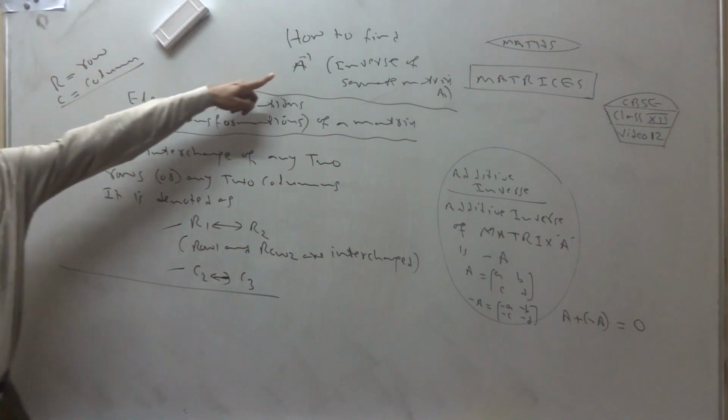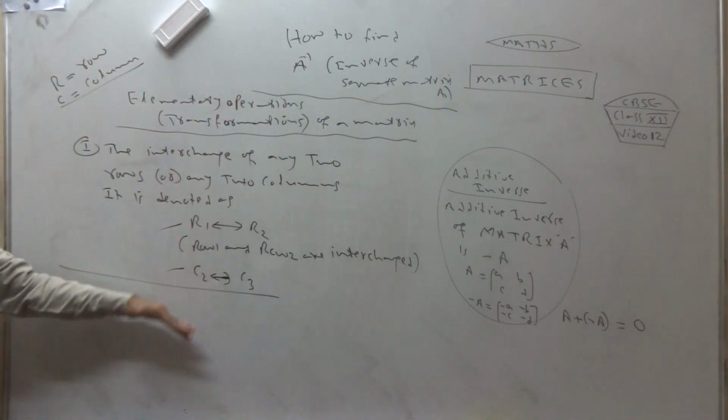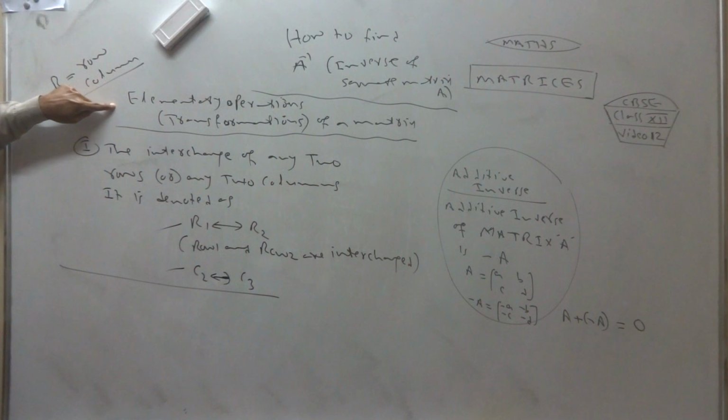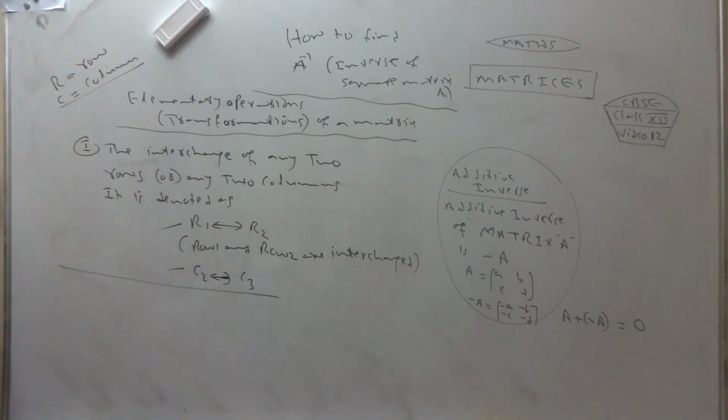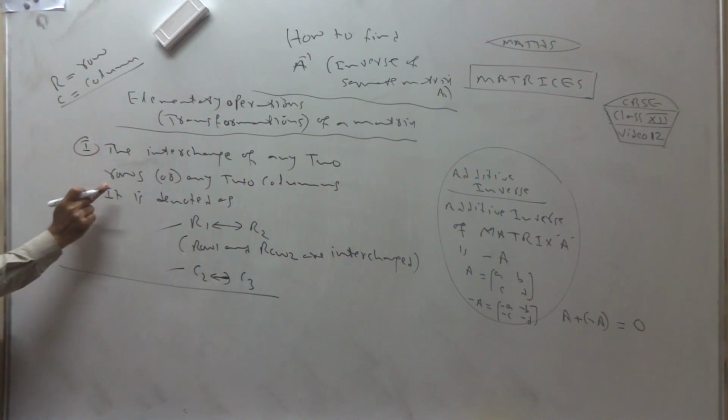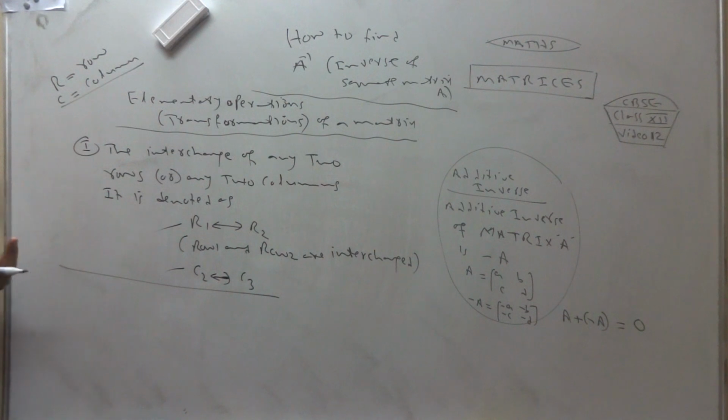See, for finding A inverse we use these operations, which we call elementary operations or transformations of a matrix. First is the interchange of any two rows or any two columns. You can interchange any two rows or any two columns. This is the first operation.